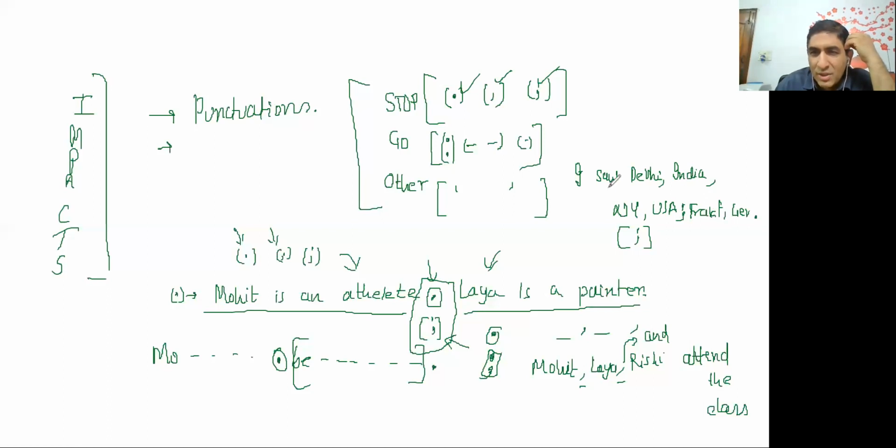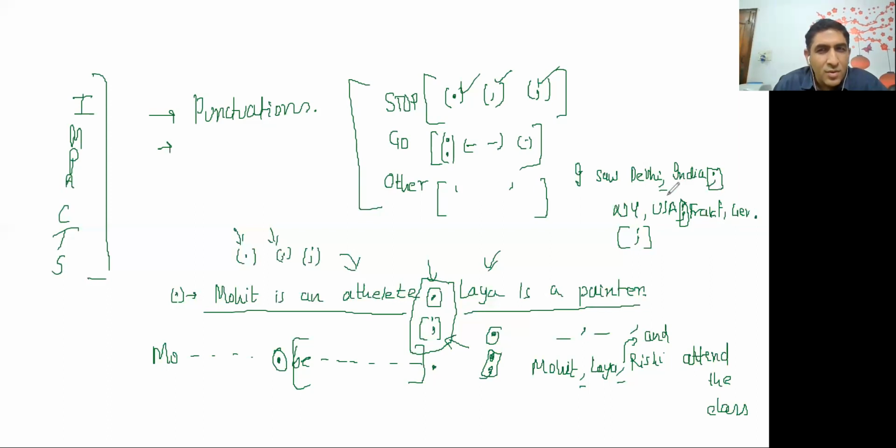So I'm using a combination of comma and semicolon. I saw Delhi, comma India, semicolon New York, comma USA, semicolon Frankfurt, comma Germany. Can you see the combination of comma and semicolon here? Is this making sense to you?